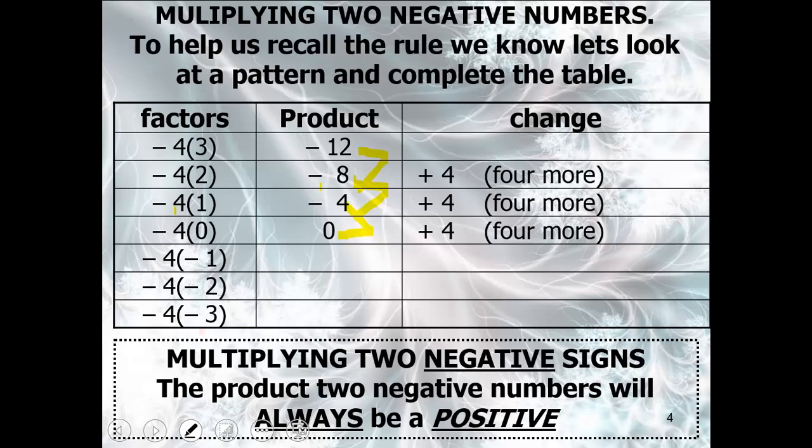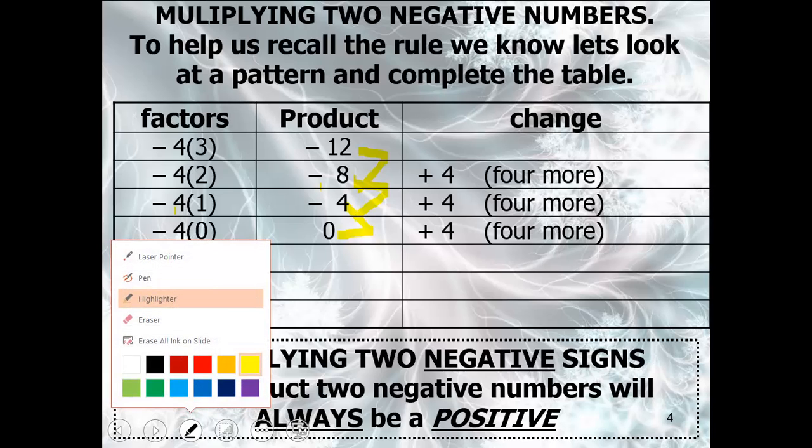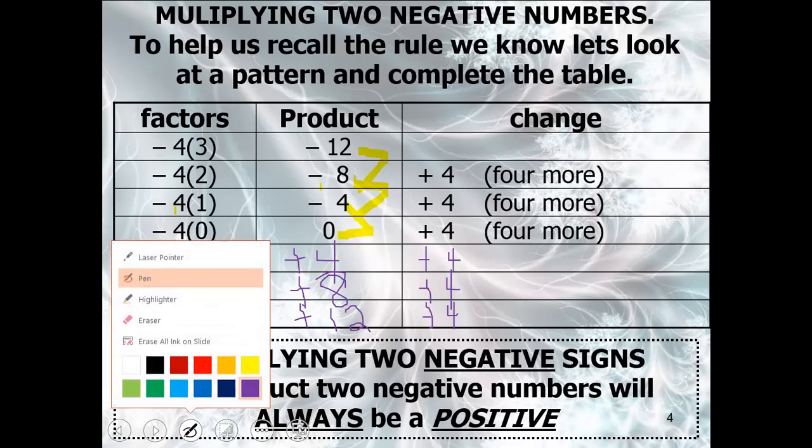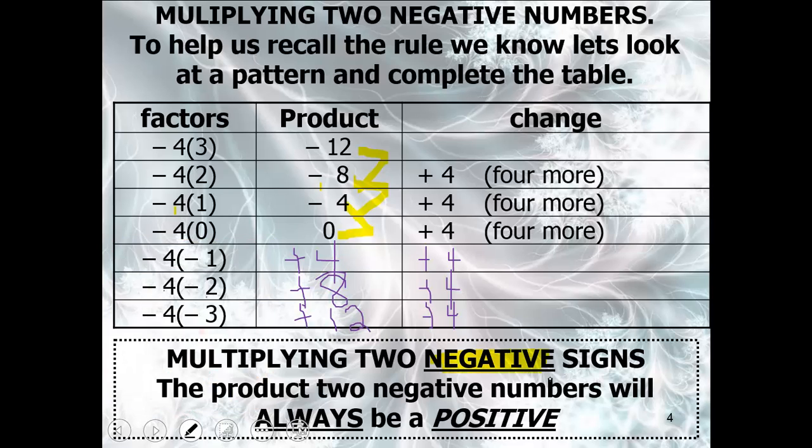So what do you expect this answer to be? I expect this answer to be 4 more. And that's negative 4 times negative 1 is positive 4. It's 4 more than negative 4 times 0. Negative 4 times negative 2 is a positive 8, and again, it's 4 more. Negative 4 times negative 3 is positive 12. Again, it's 4 more. So whenever you multiply two negative numbers, it's always going to be positive.